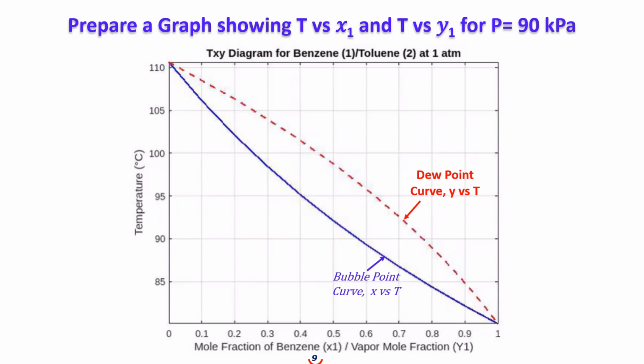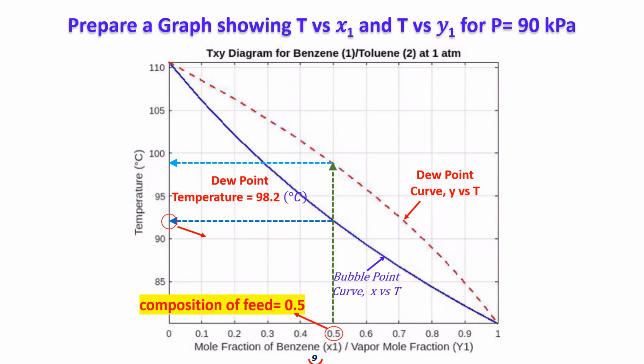Now in this problem, the feed composition is given, which is 0.5. From 0.5 we can draw a vertical line, which will intersect the blue curve, meaning the bubble point curve, and the dew point curve. From there, if we draw a horizontal line, it will cut the left hand side y axis. From that axis we can easily get the dew point temperature as well as the bubble point temperature. We draw those two horizontal lines, and those will be the dew point and bubble point temperatures. Here the bubble point temperature is 92.1 and the dew point temperature is 98.2 degrees centigrade.